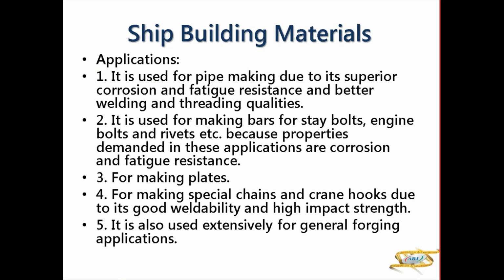So wrought iron can be used for pipe making because it's corrosion resistant, fatigue resistant, with better welding and threading qualities. It is used for making bars for stay bolts, engine bolts and rivets because it is corrosion and fatigue resistant. It can also be used for plates, chains and crane hooks. Plus, it is also used for nuts and bolts. That is the forging industry. The nuts and bolts are made of wrought iron.